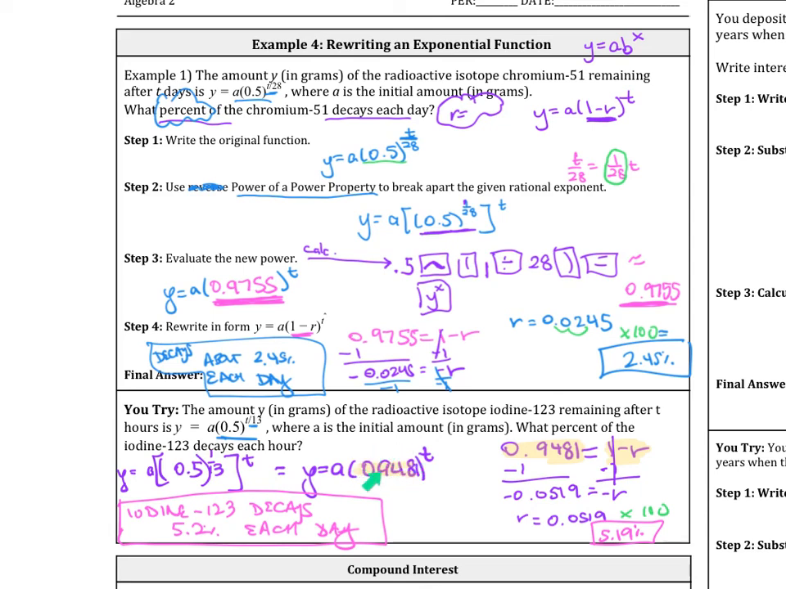Then with this, we need to find out what r is, so you set it equal to 1 minus r. Then solve for r, subtract 1. And then you get negative 0.0519 equals negative r. And then just change it to a positive because you divide by a negative. So r equals 0.0519. Multiply by 100 and you see that the percent is 5.19%, or about 5.2%.